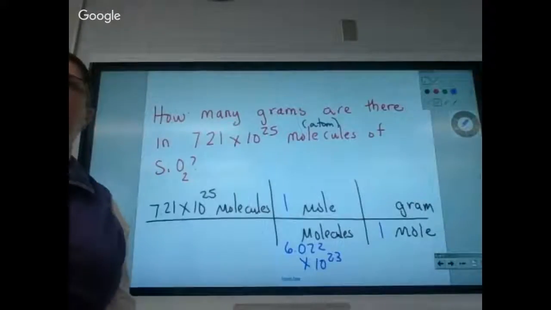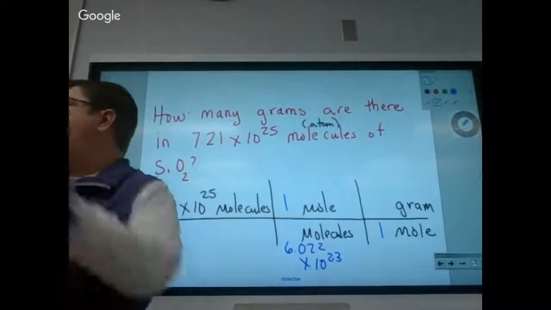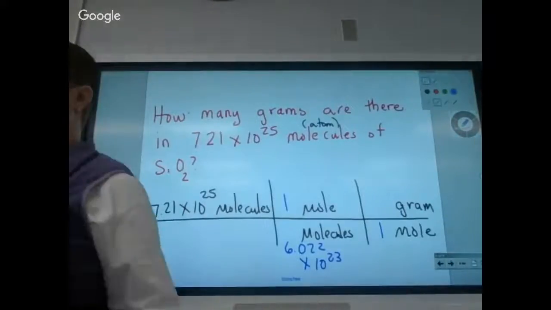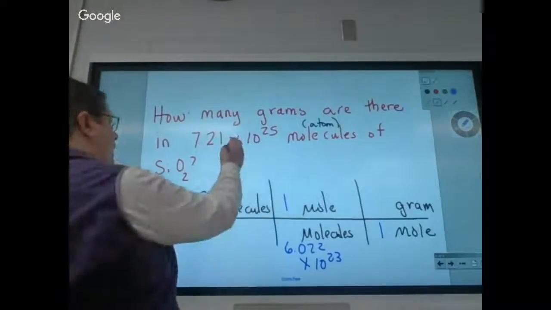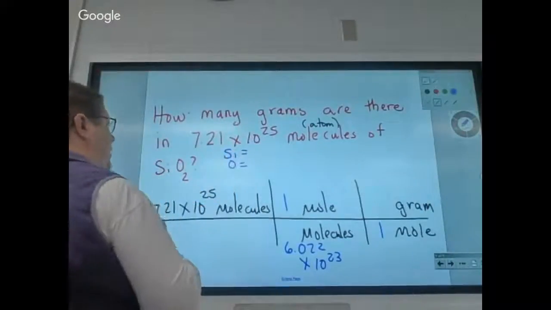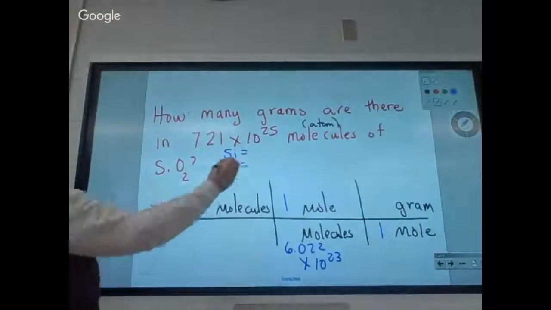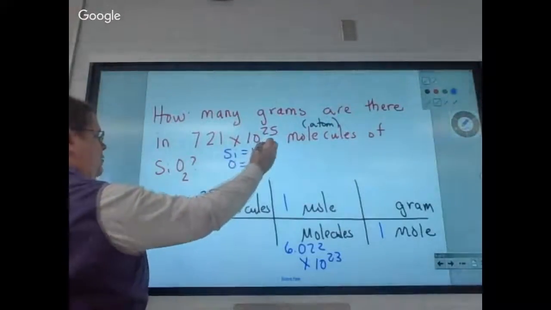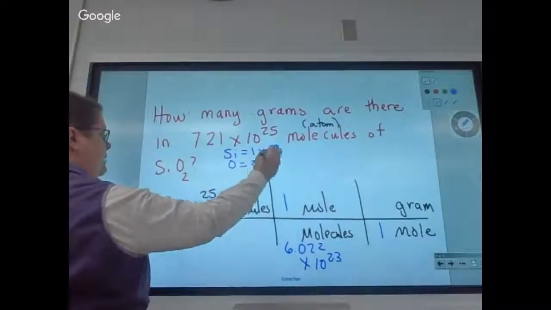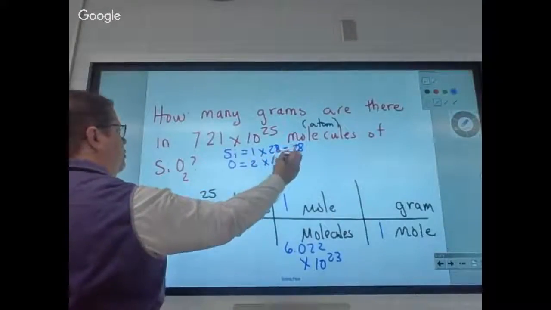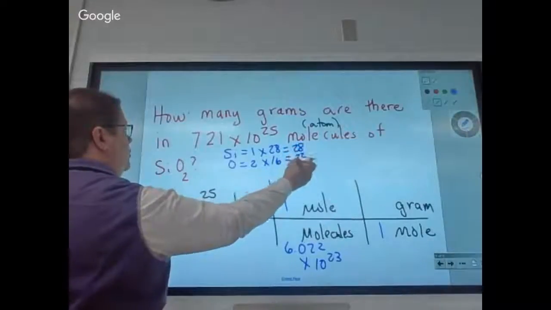Grams we get from where? The periodic table. Can I look up there and say silicon is? No. So I got to do the Si equals, O equals. How many Si's do I have? How many O's do I have? So 28 plus 16, 28, 32, 60.